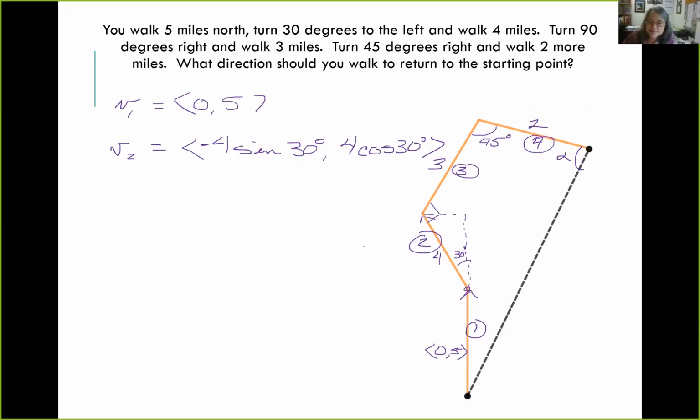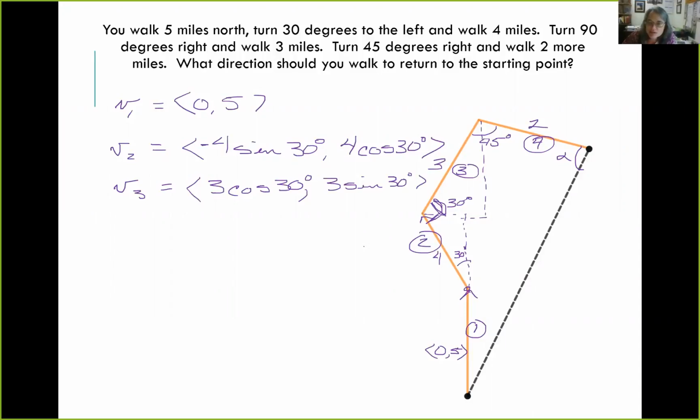Vector 3. So we made a 90-degree turn here. What that means is this angle here with the horizontal is now a 30-degree angle. So my vertical and horizontal are described as follows. This time we're going to the right so that my horizontal displacement is positive. So 3 cosine 30 degrees for my horizontal, and 3 sine 30 degrees for my vertical.